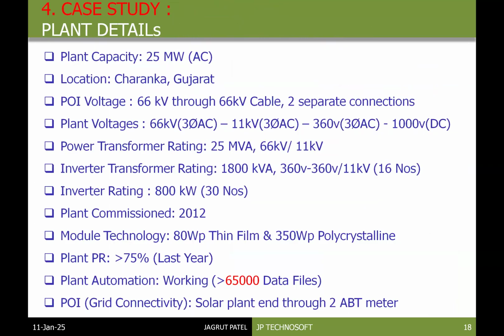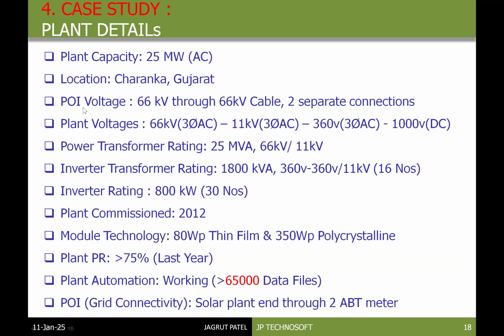So we'll discuss now the case study. We have done one such PQ study for one of the plants, which had a capacity of 25 megawatt AC in the location Charanka, Gujarat, which was established during 2011-12. So the plant was commissioned by 2012, and we visited last year, 2024. So almost 12 years after completion and working of that plant.